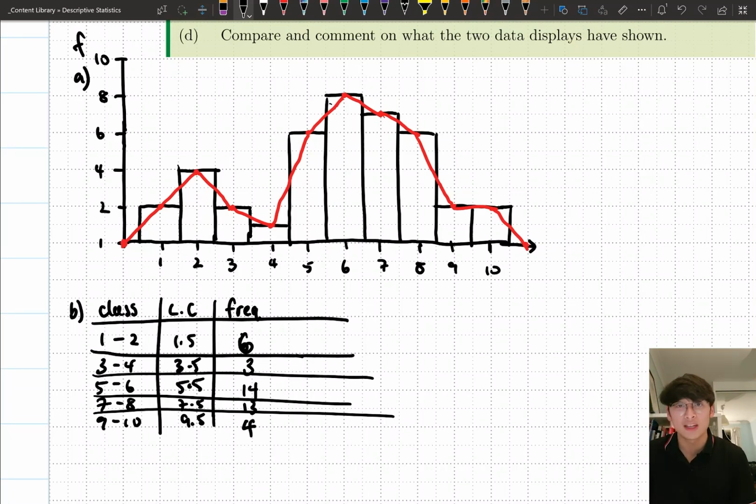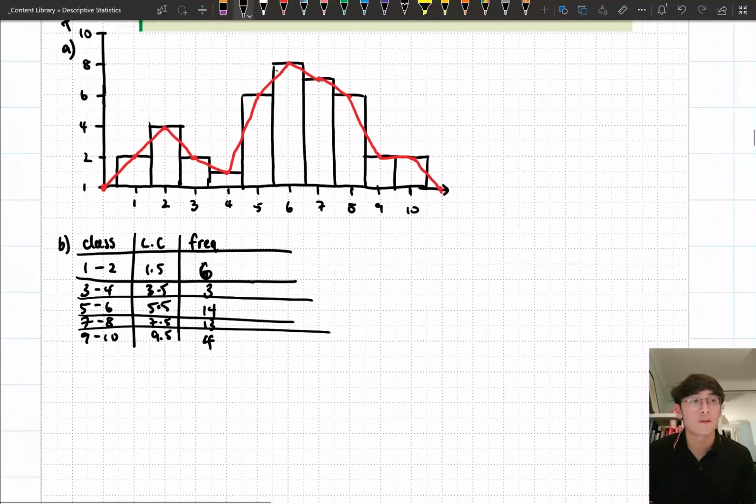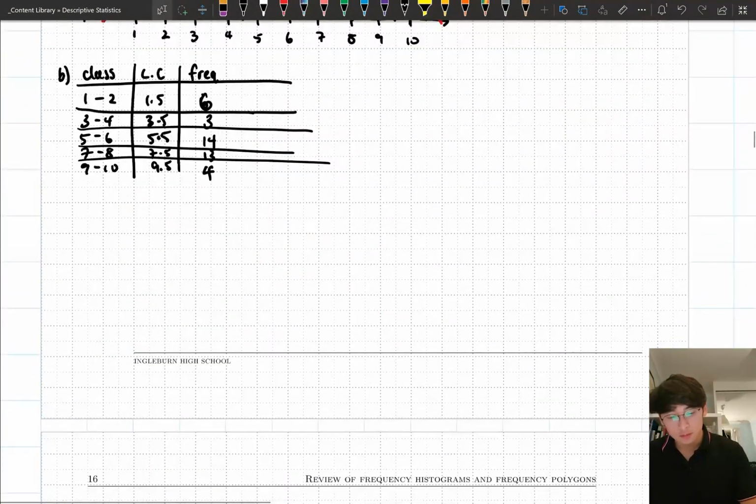So for this table, all we needed to do was just group into those particular classes. So 1 to 2, 3 to 4, 5 to 6, and so on. Figure out the class center by finding the middle value and just adding the frequencies of those two individual marks together to find it for those classes. Okay, final part was part C.